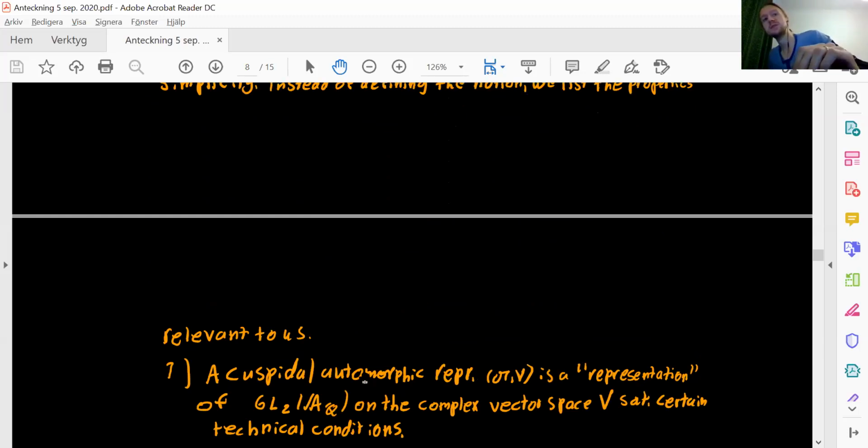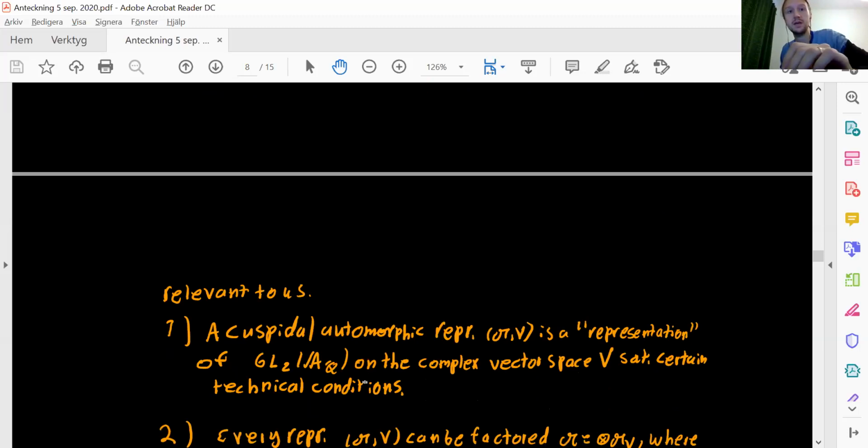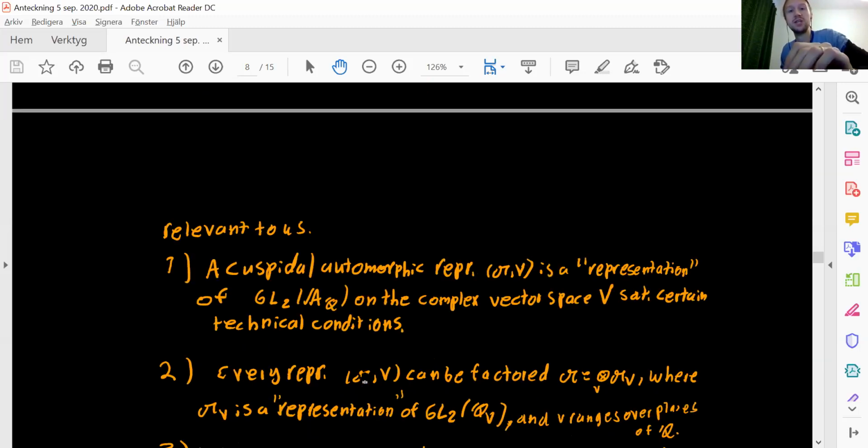First, how to think about this is that a cuspidal automorphic representation, pi V, is like some sort of, not quite representation, but almost representation of GL2(A_Q) on the complex vector space V, and it will satisfy certain technical conditions. Second is that every representation pi V can be factored as a tensor product or a restricted tensor product of pi v, where v now ranges over all places of Q. And pi v is some sort of representation of GL2(Q).